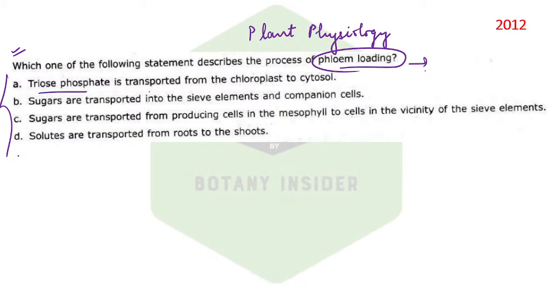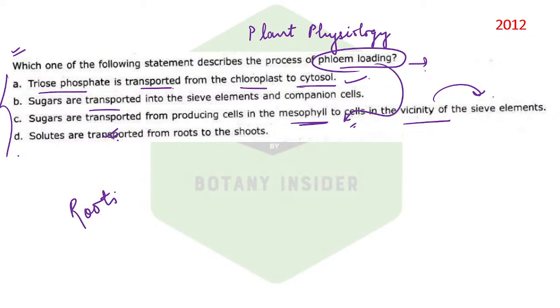First option is triose phosphate transported from the chloroplast to cytosol. Second, sugars are transported into the sieve elements and the companion cell. Then they are transported from the producing cells in the mesophyll in the vicinity of the sieve elements. And last is solutes are transported from the roots to the shoots. We need to write down which of the following is the most appropriate option for describing phloem loading. Good evening, Kajal. Everyone, mark the answer for the question.